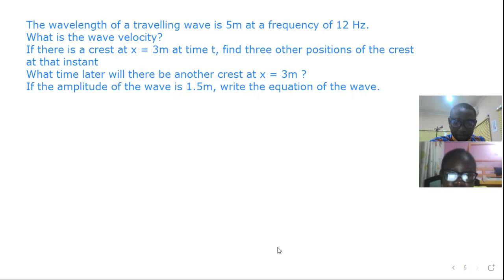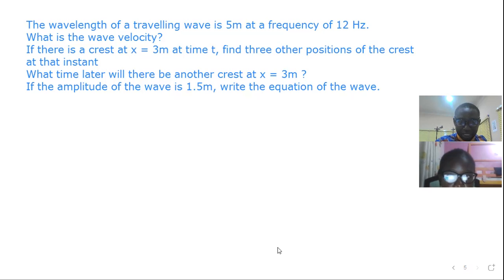All right. They said if the crest at x equals 3 meters at time t, find the 3 other positions of the crest at that instant. Remember, what do we understand by crest? I did mention to you a definition of crest. Can you remind me what is crest? That's the region of maximum upward displacement of the particles of the medium.